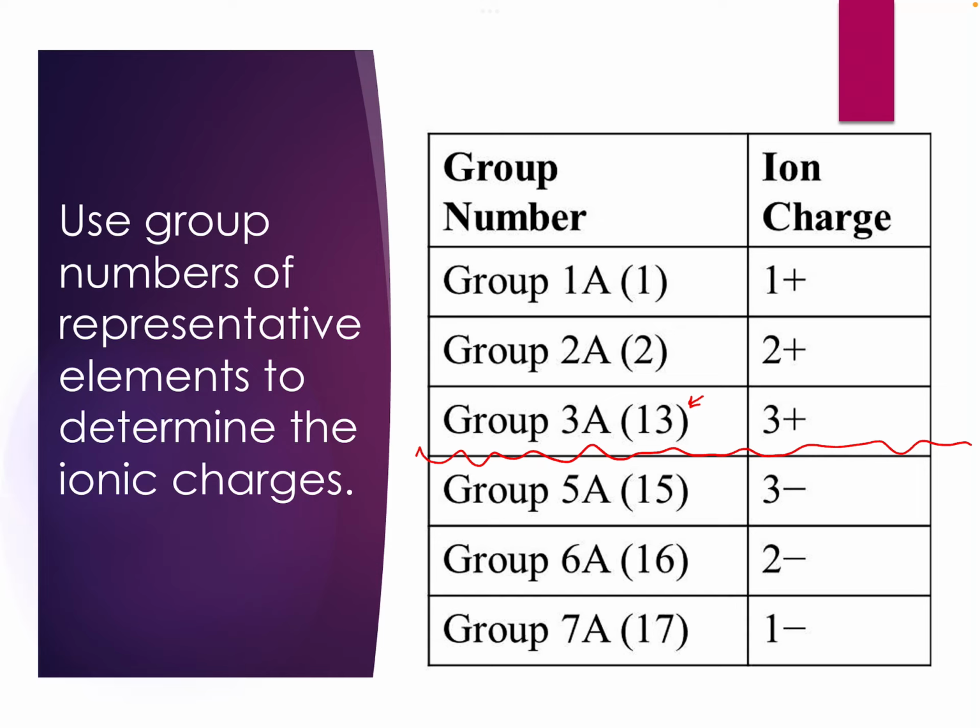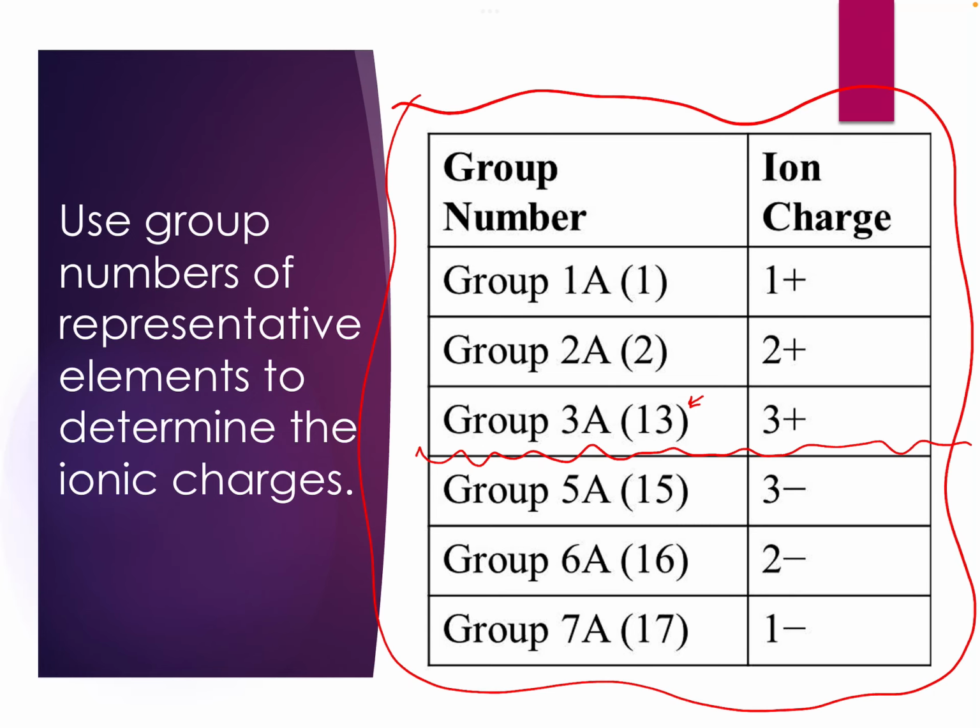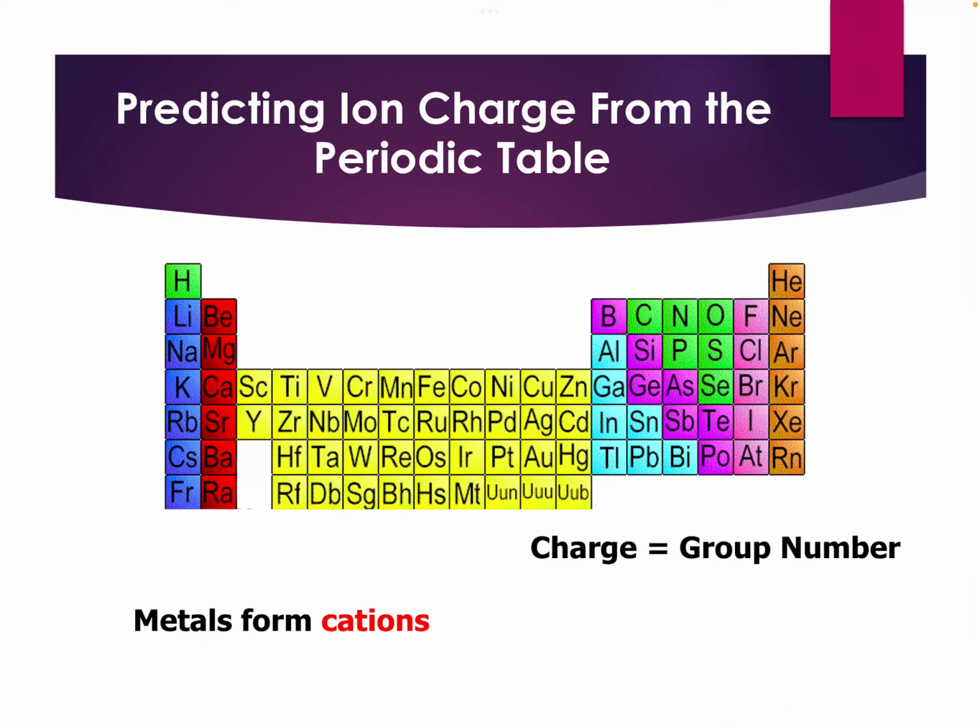But if we skip over to group 5A, they all have 5 valence electrons. They need to gain 3 more to get to 8, so they all form a 3- charge. Group 6A all has 6 valence electrons. They need to get 2 more to get to 8, so they all form a 2- charge. And group 7A, those are our halogens. They need to gain 1 more to get to 8, so they all have a 1- charge. This is going to be super helpful for you, so I would recommend writing this down.